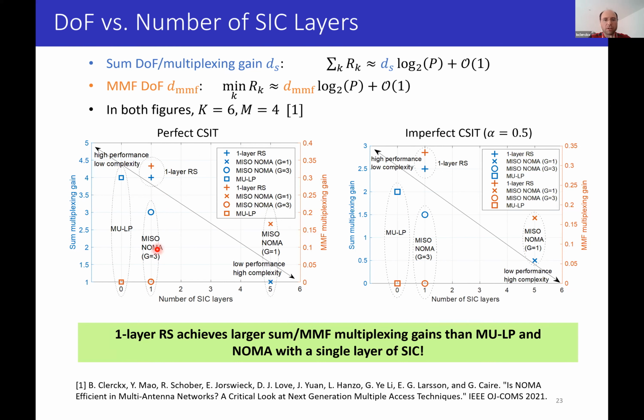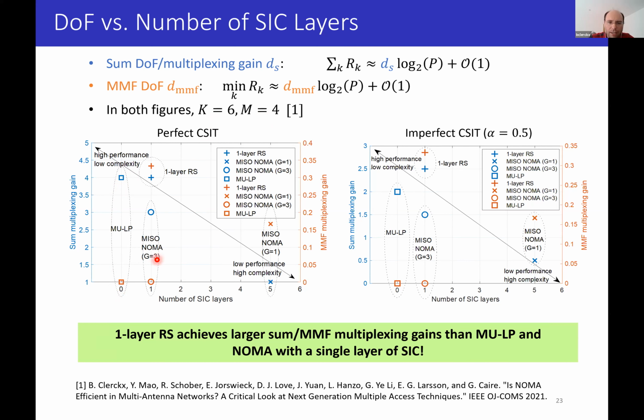So what do we see here? X-axis is the number of SIC layers. If you don't need any SIC, you do SDMA or multi-user linear precoding, you treat interference as noise at the receiver, so no SIC is needed. What you see is that in terms of sum multiplexing gain, it works well. In terms of max-min fair, it doesn't work well. In this example, we have 4 transmit antennas and 6 users.